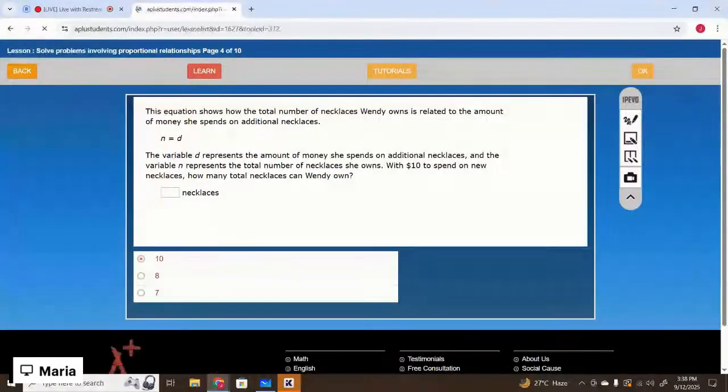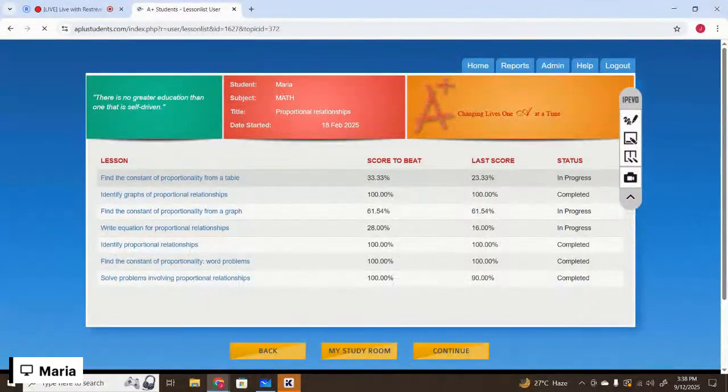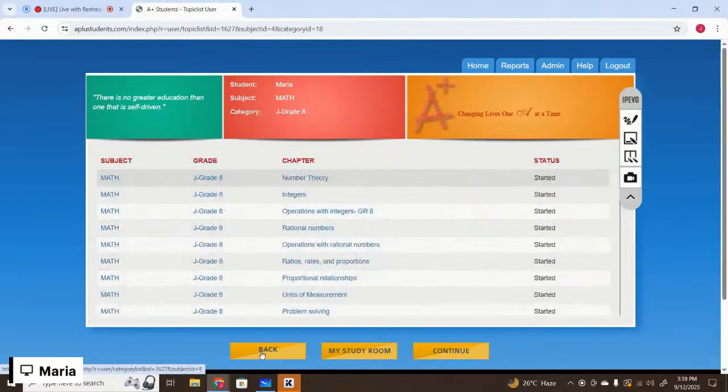So we are working on grade 8 math. Please make sure, before the lessons we have covered today: identify proportional relationships, find the constant of proportionality, word problems, and solve problems involving proportional relationships. So please make sure you have your notebook and pencil so that you can note down the important examples and definitions as well.